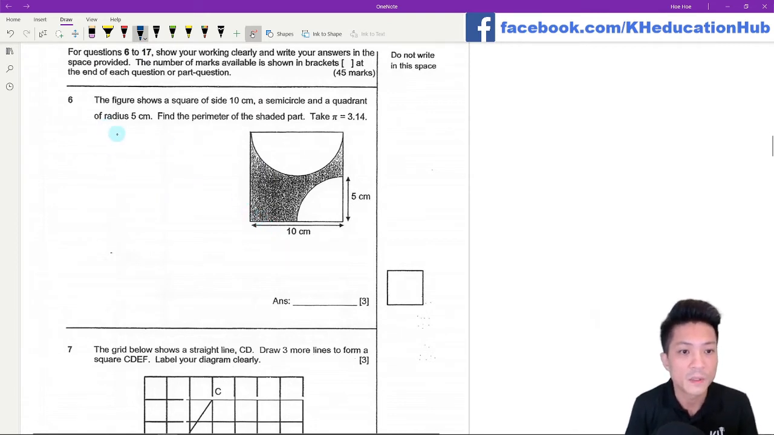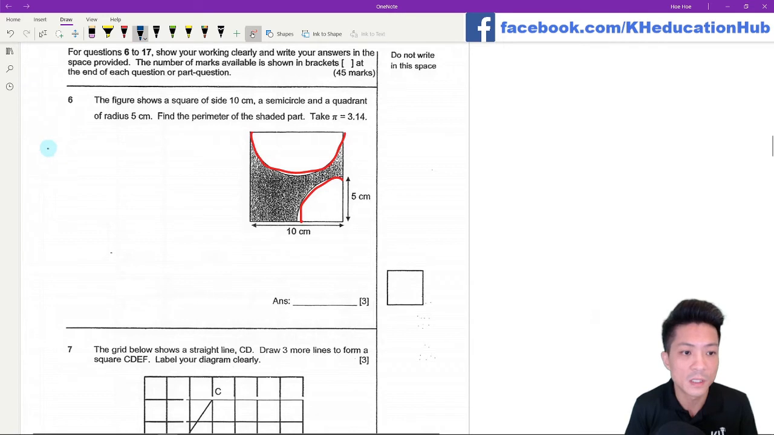Question 6. The figure shows a square of side 10 cm. This is a square, a semicircle, this is the semicircle, and a quadrant of radius 5 cm. Find the perimeter of the shaded area. Okay, so the first thing that I'm going to find will be the perimeter of the semicircle plus the perimeter of the quarter circle.